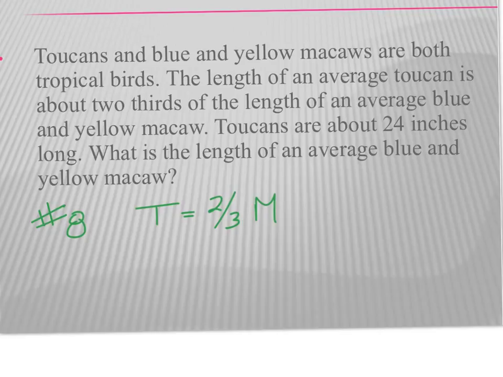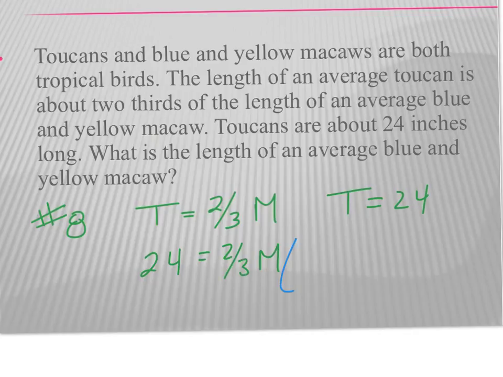As you can see here, I've created an equation. Toucans is 2/3 the length of an average blue and yellow macaw. So toucans equals 2/3 of a macaw. Well, if toucans are about 24 inches, we know that t is going to equal 24. So we can change our equation to 24 equals 2/3 m.